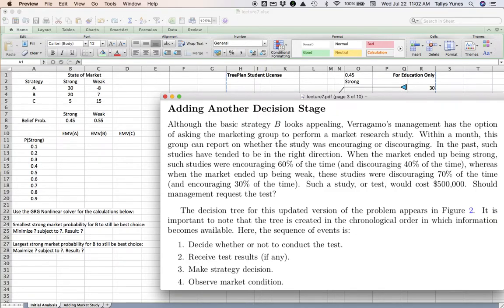In the past, when you look at similar studies of similar products in similar, let's say, areas of demographics, such studies have tended to be in the right direction. Of course, the study is not going to be perfect. It will make mistakes. But they say the following. When the market ended up being strong, the studies were encouraging 60% of the time. So this is a conditional probability.